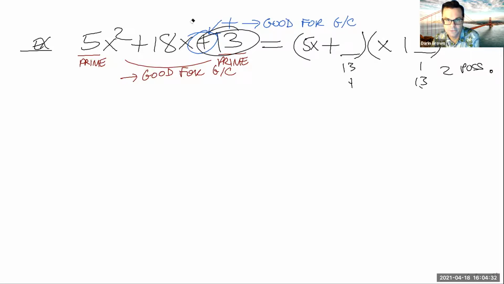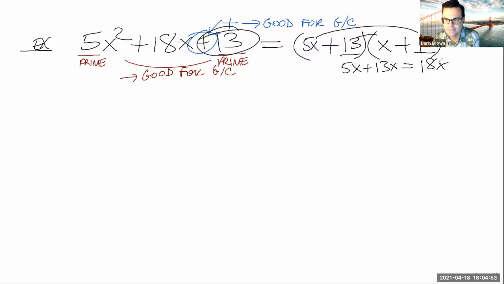I went 13 and 1. And this now works because when I do the outer and the inner, the outer makes 5x, the inner makes 13x, and the 5x plus 13x will combine to make 18x instead of 66x, I guess it was before, which does match. So that's a match. Great. So this is the correct factorization.